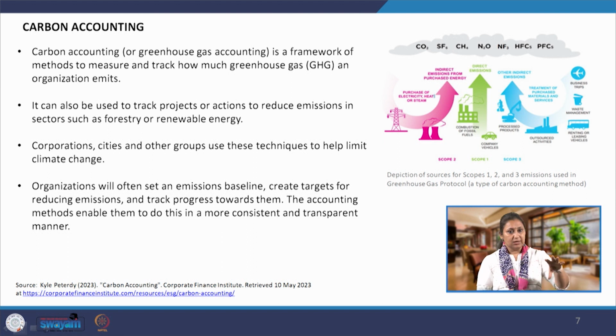So, carbon accounting is largely looking at the direct or indirect carbon dioxide emissions or equivalent to carbon dioxide emissions. That is what carbon accounting is doing, and a lot of benchmarks for different geographies are being created these days. So, the tools are becoming more and more robust, and the GHG protocol, greenhouse gas protocol, which we are going to see starting from next week onwards, is a type of carbon accounting method.